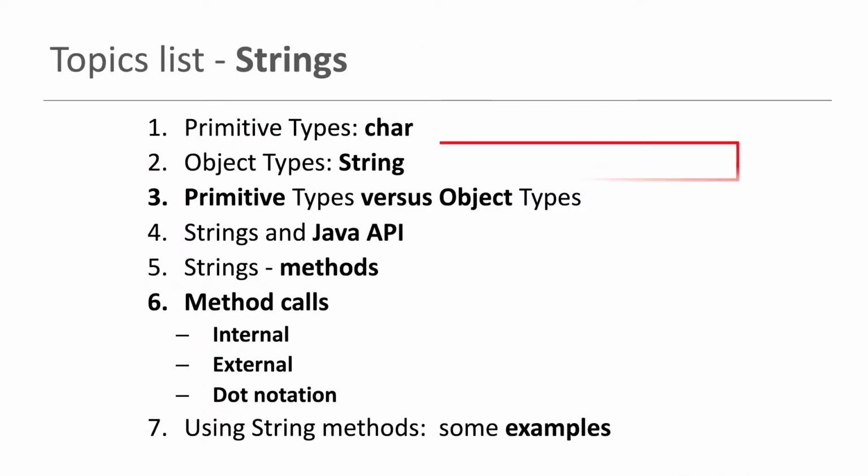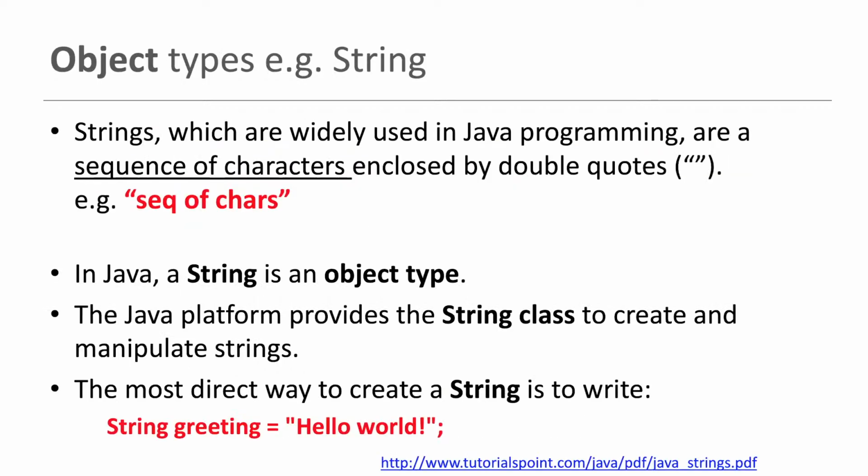Right, so next is object types, and we want to introduce strings. Strings, which are widely used in Java programming, are a sequence of characters enclosed by double quotes. So, for example, double quotes, sequence of characters. In Java, a string is an object type. The Java platform provides the String class to create and manipulate strings. The most direct way to create a string is to write String with a capital S, greeting to represent the variable name, equals, or is assigned a value, "Hello world" in double quotes. And you've done this already.